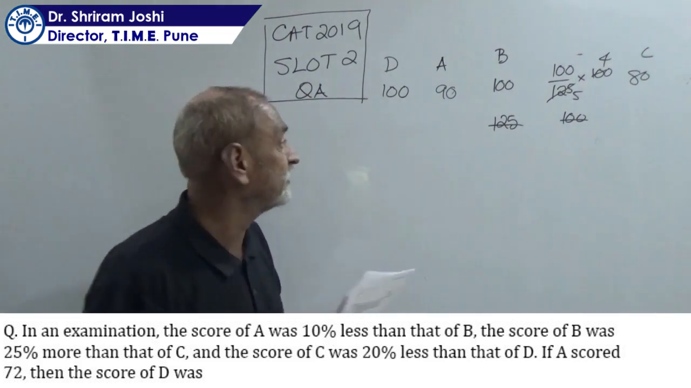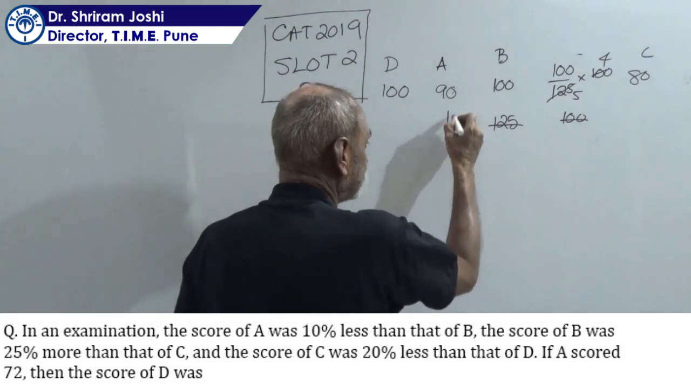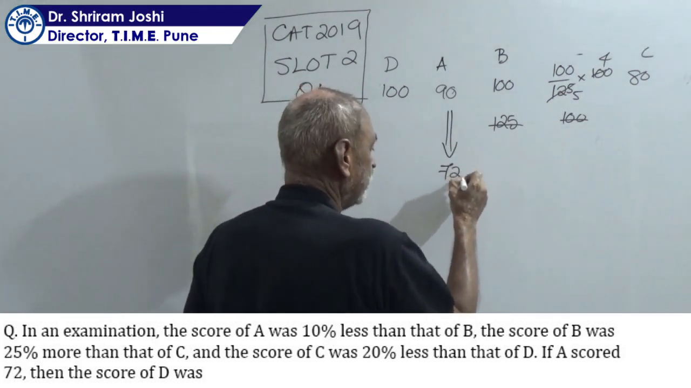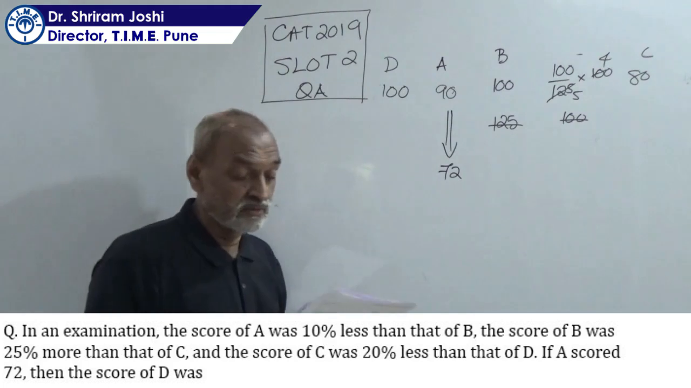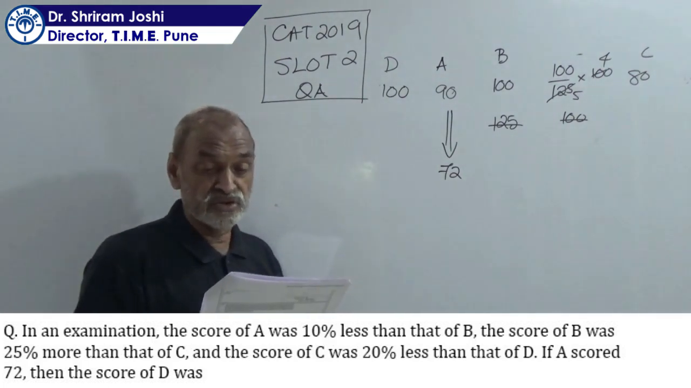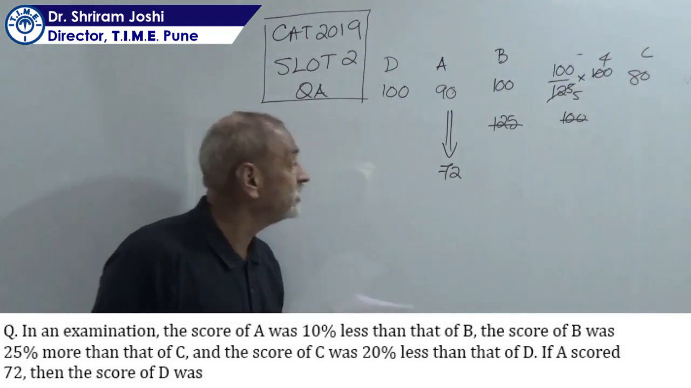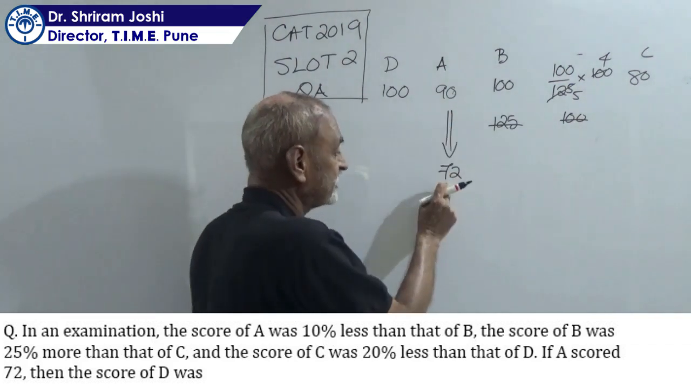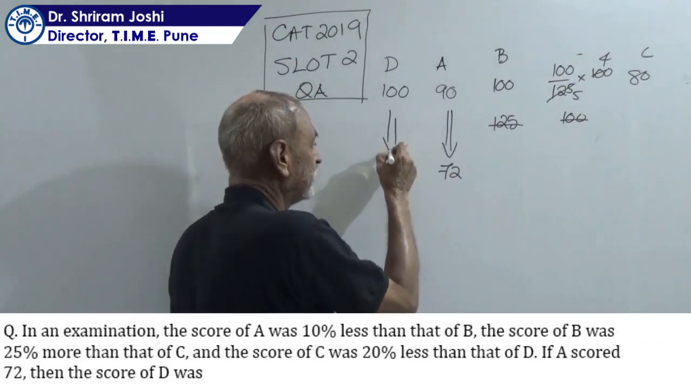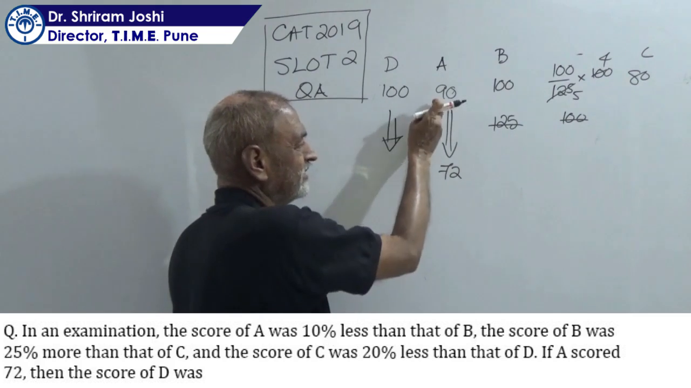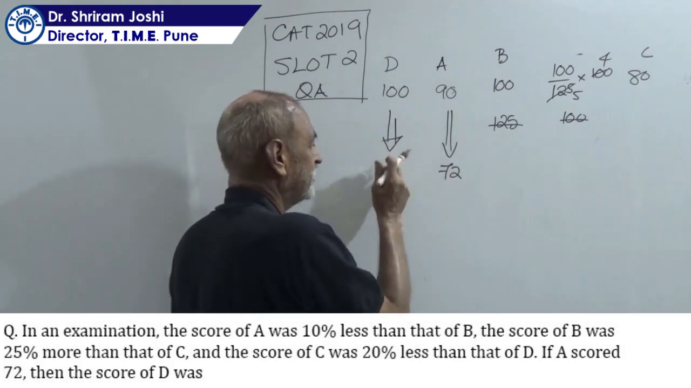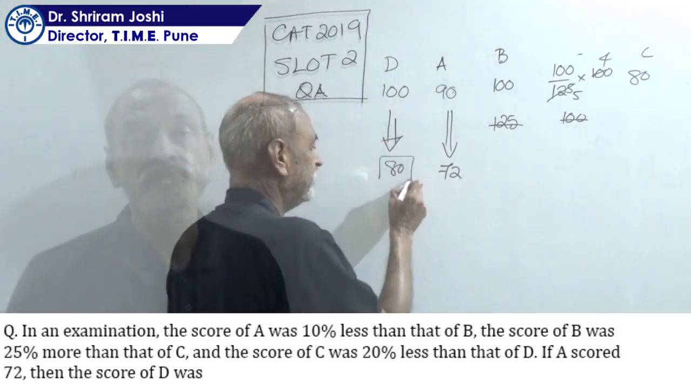If A scored 72, A's marks are 72, which represents 90 in our table, then they want to know what is the score of D. If 90 represents 72, 100 will represent what? Just a table. 9 times 8. 10 times 8. That's the answer. 8.